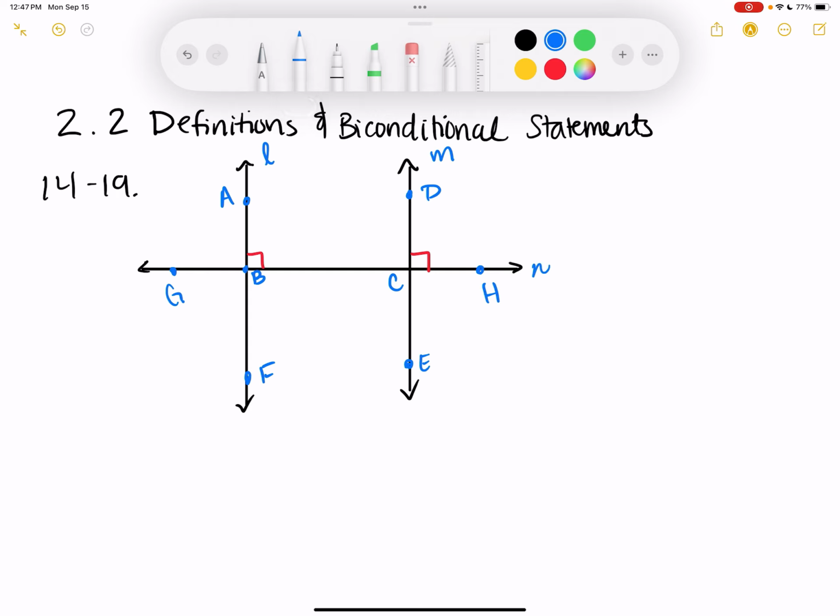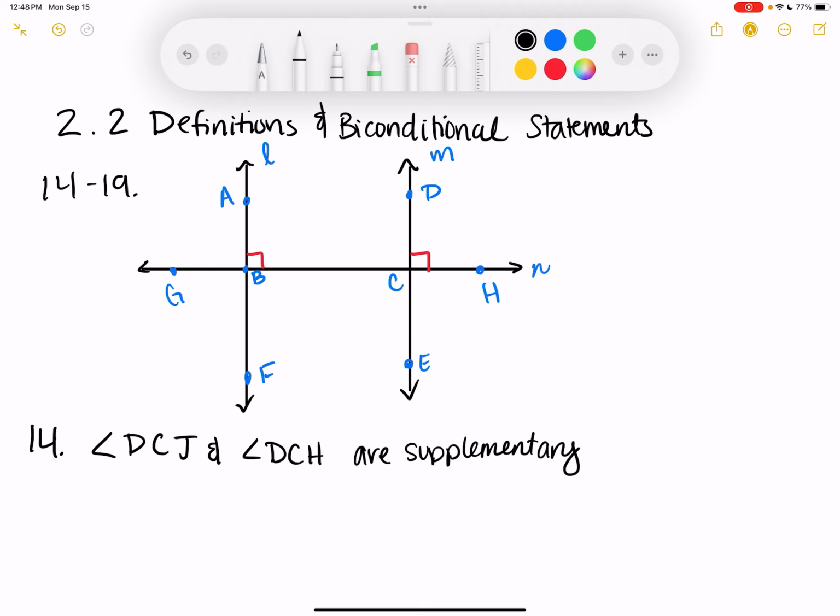All right, so 14. This says to use the diagram to determine whether the statement is true or false. Angle DCJ and angle DCH are supplementary. What does it mean for angles to be supplementary? 180 degrees.